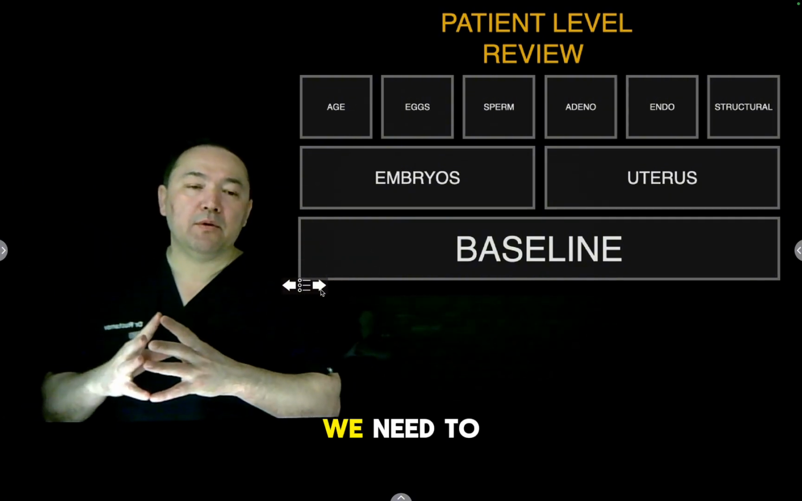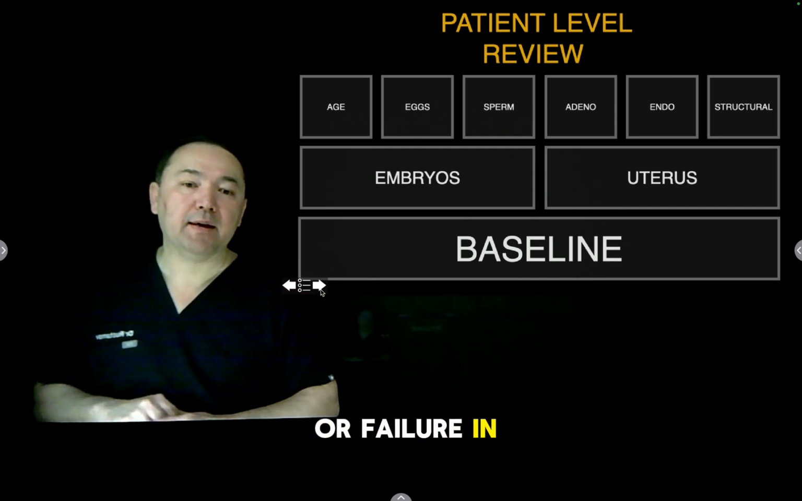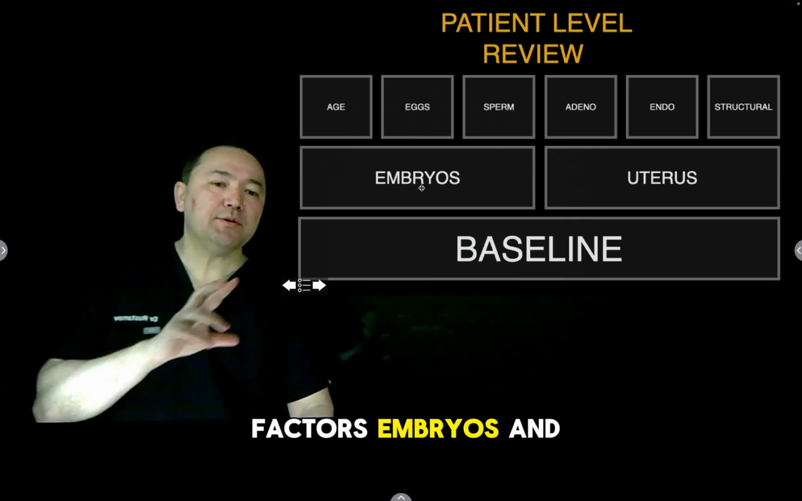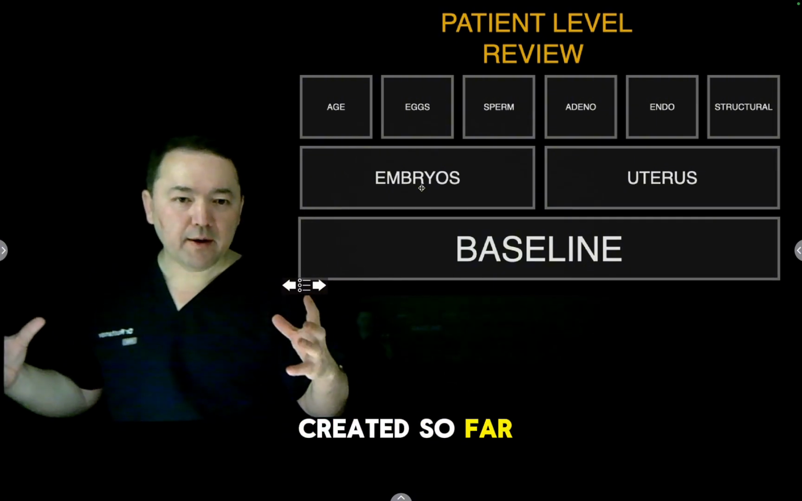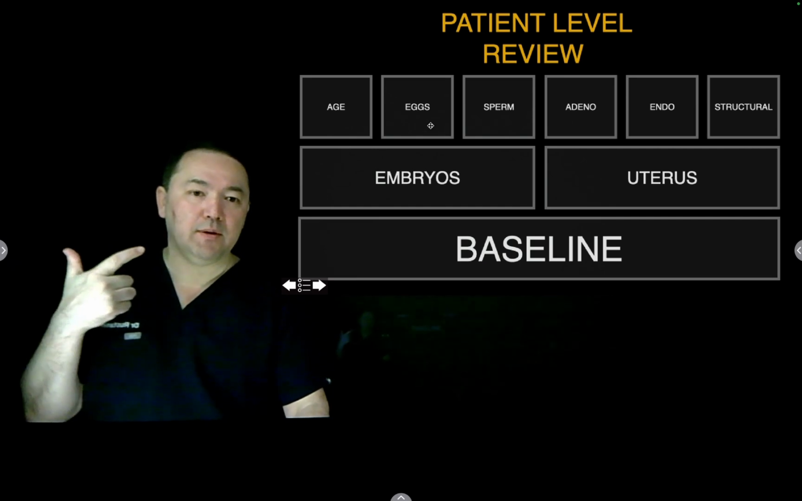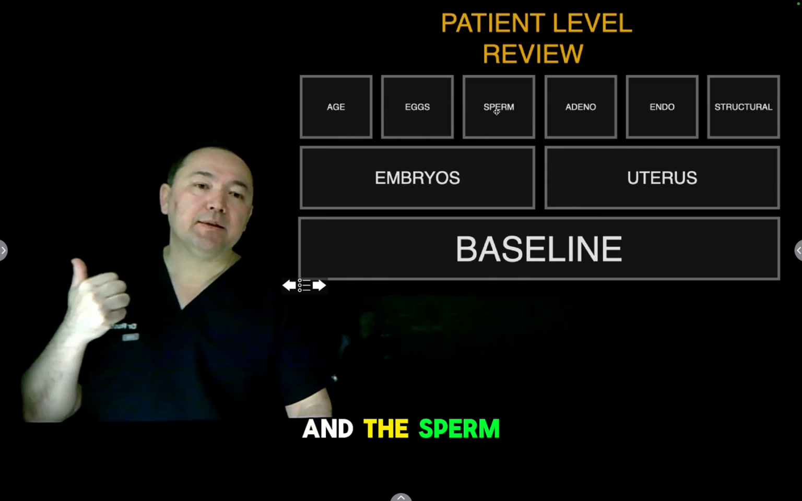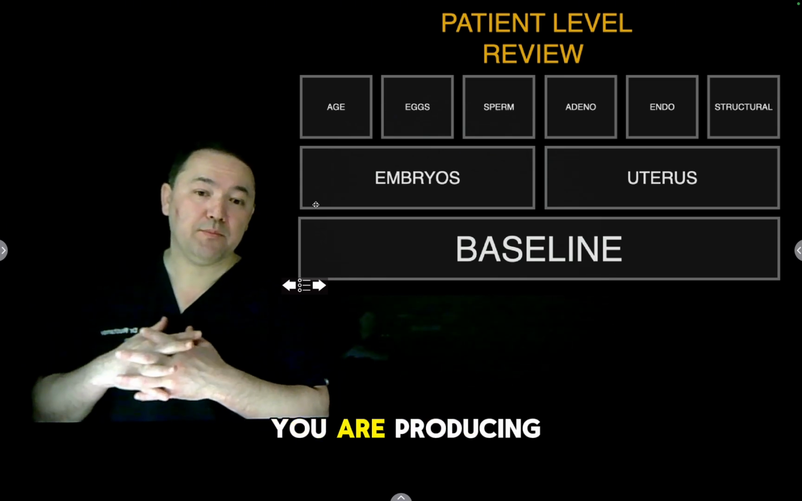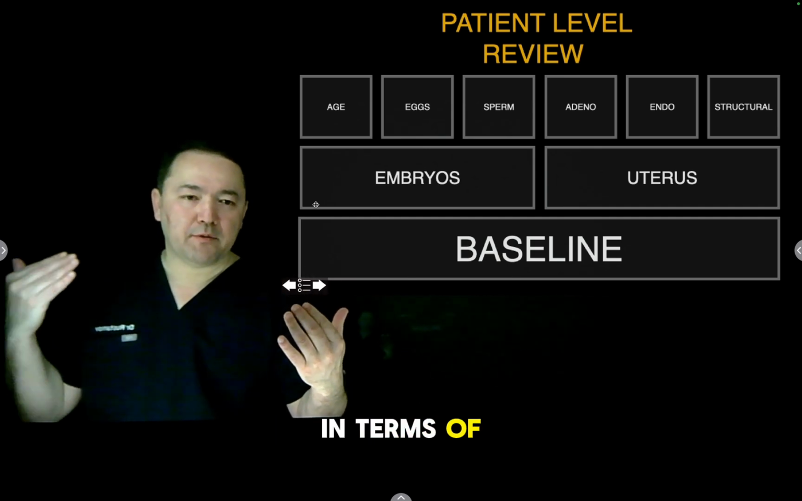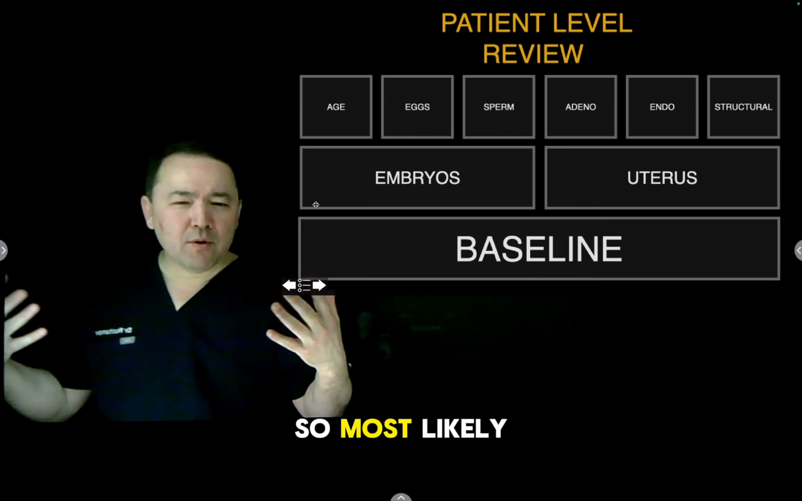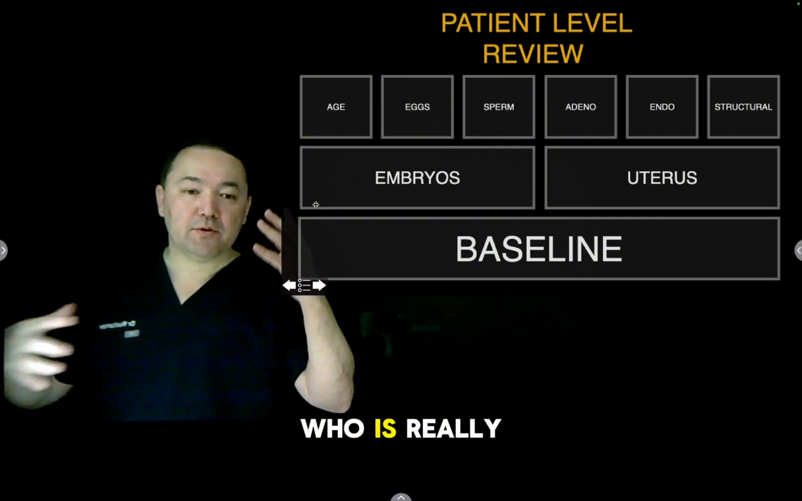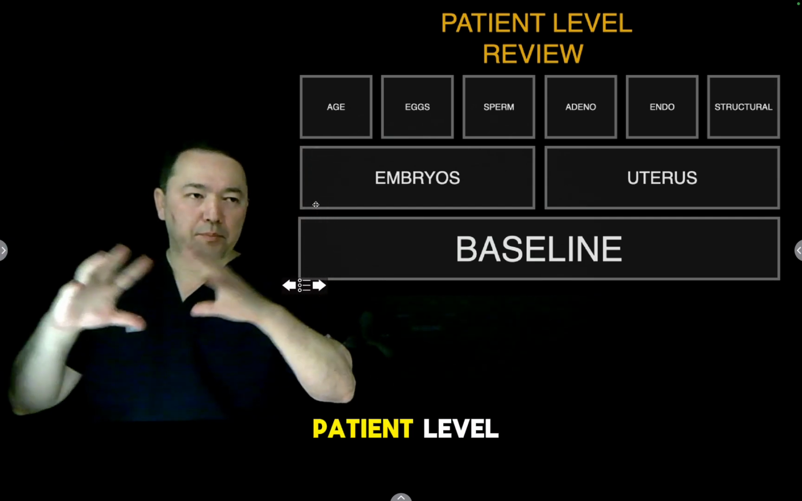When we say the patient level, we need to analyze two big factors which determine success or failure in IVF. You have a baseline fertility that's determined by baseline health and age. Then you look at two big factors, embryos and uterus. In terms of all embryos you created so far or in storage, you analyze the quality of those embryos against female age, egg quality and quantity, and the sperm quality and quantity, and the overall quality of embryos you are producing. For example, if you're doing IVF and easily producing high-grade embryos, that means that most likely you don't have significant problems in terms of egg quality, sperm quality, and embryo quality. So most likely the ploidy or chromosome setup of most of your embryos should be generally healthier than in other women who are really struggling to produce high-grade embryos. So that's called embryo level or patient level analysis.